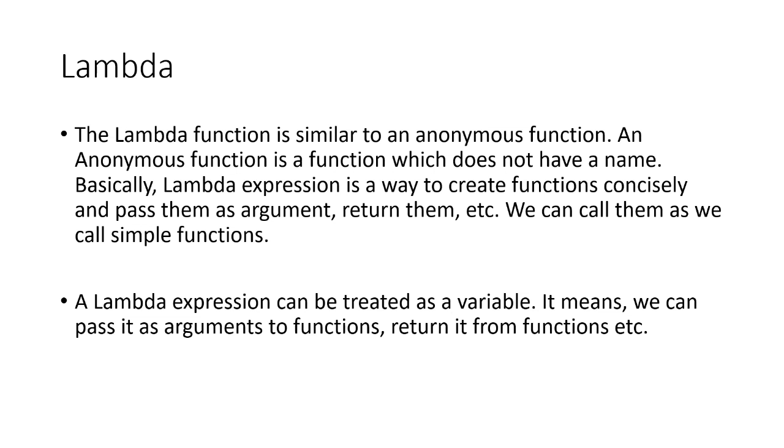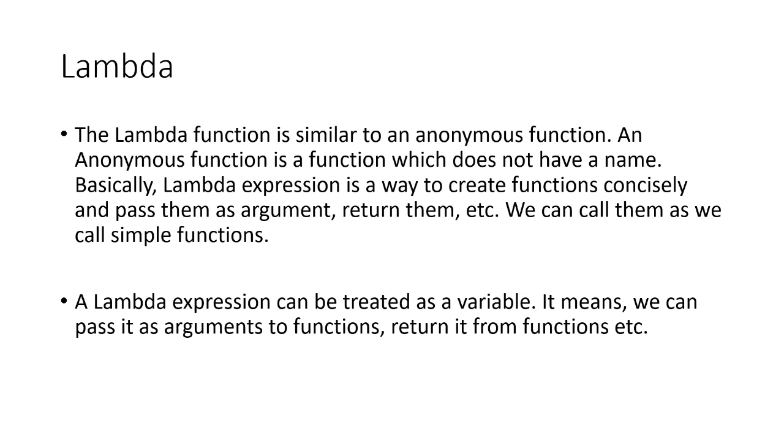Our lambda expressions can be treated as a variable. It means we can pass it as an argument to a function, return it from a function, etc. So again, a lambda function is very similar to an anonymous function, which does not have any name, and we just use it. Basically, a lambda expression is a way to create functions concisely, pass them as arguments and return them. That's the way we can work. It's a simple line.